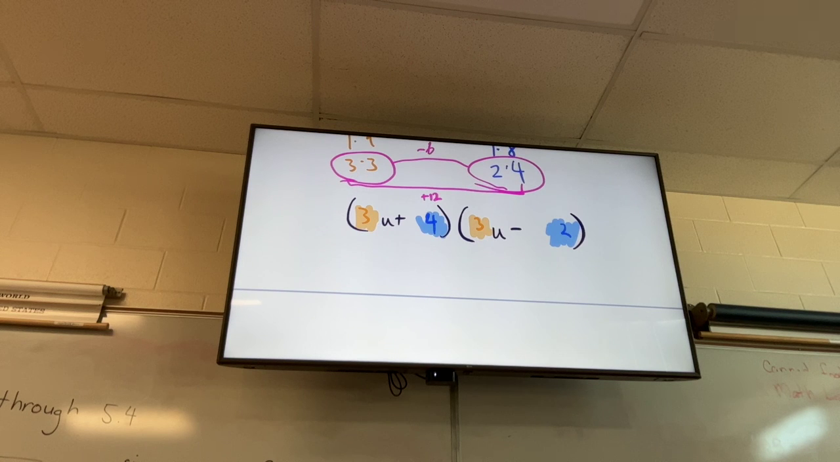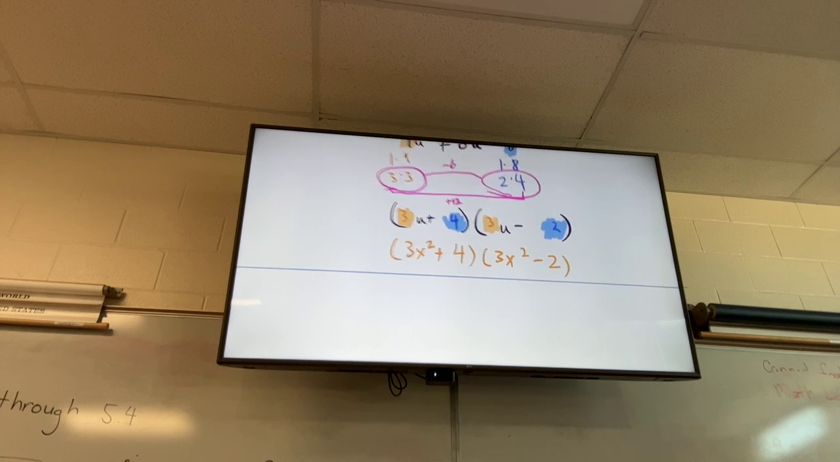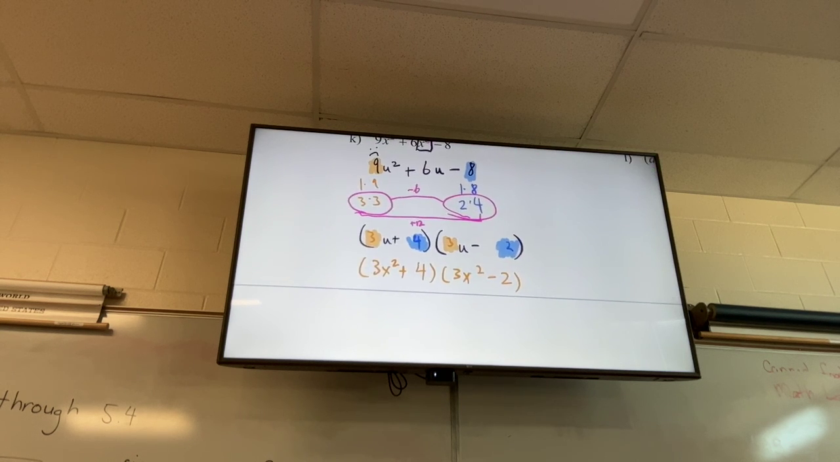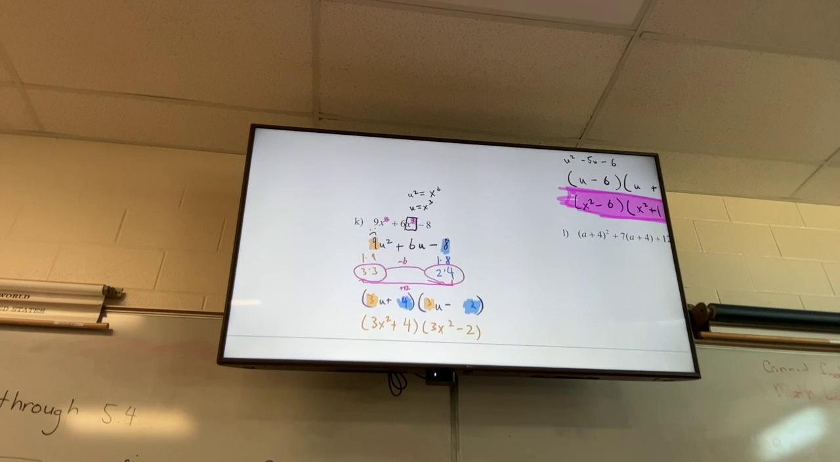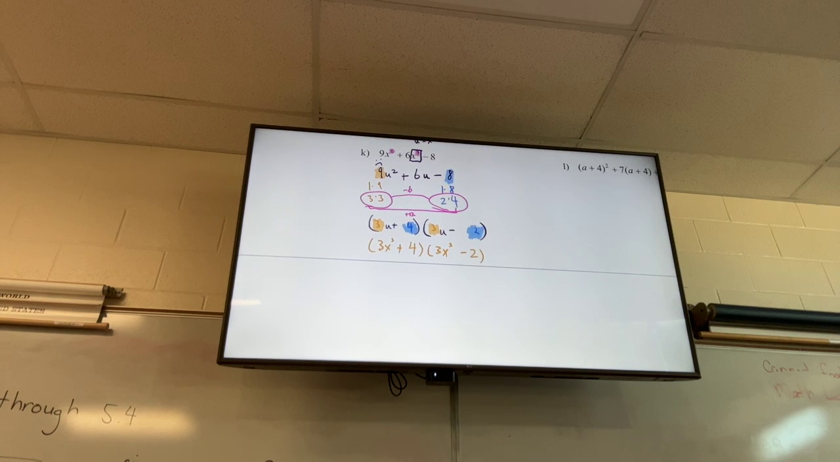Once I have the factor here, plug it back in. Or change it back. So it'll be 3x squared plus 4 times 3x squared minus 2. Good. And then I should be able to FOIL back out. All right, it'll be x cubed. I'm sorry, U is equal to x cubed. So when I plug U back in, I got to make sure I put x cubed instead of x squared. If you keep it as U, you just got to remember to plug x cubed back in. Okay. If we FOIL this back out, then we'll get the original problem back.